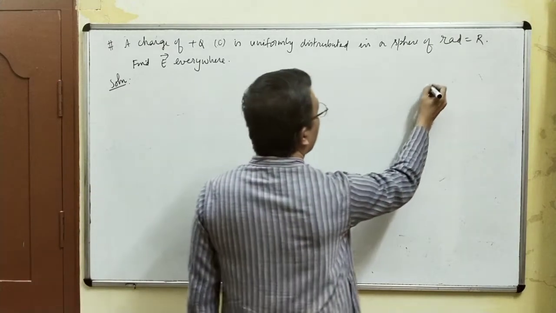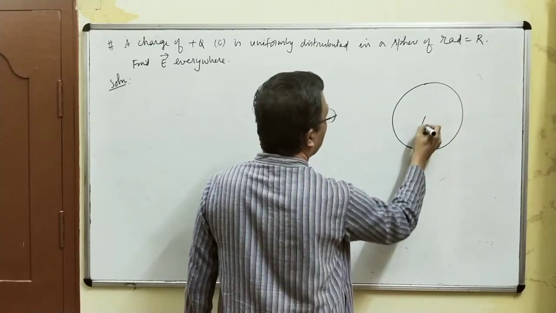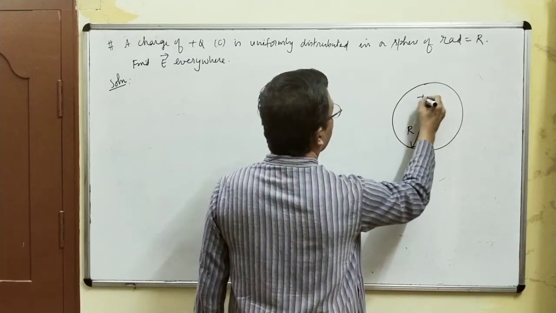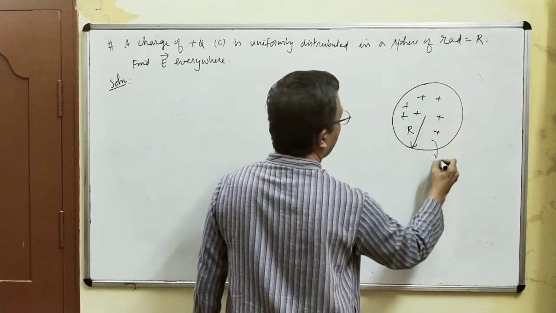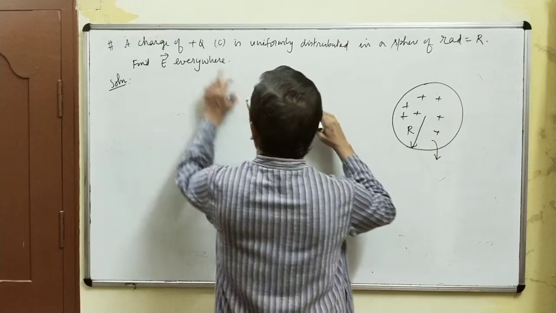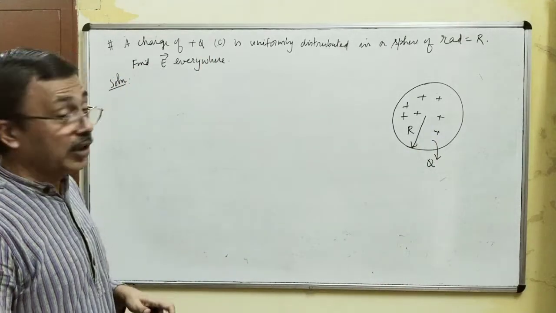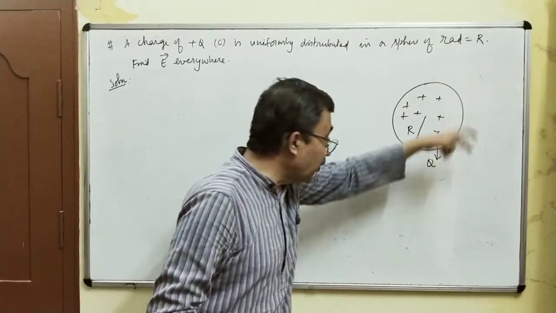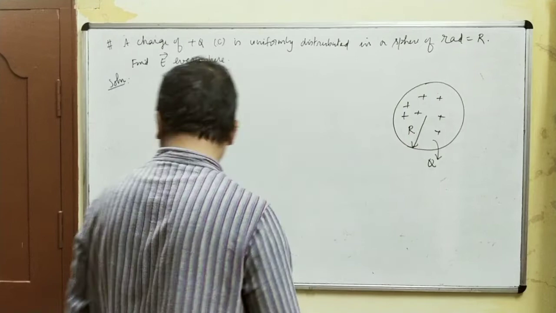Solution. We have a sphere. This is an insulating sphere of radius equal to R. Charges are uniformly distributed inside this sphere. What is the total charge? It is Q, uniformly distributed. In the previous problem, charges were residing on the surface, maybe because the sphere was a conducting sphere. Here it is an insulating sphere.